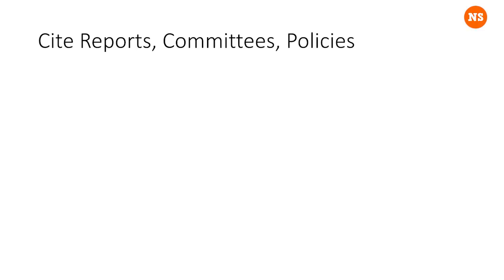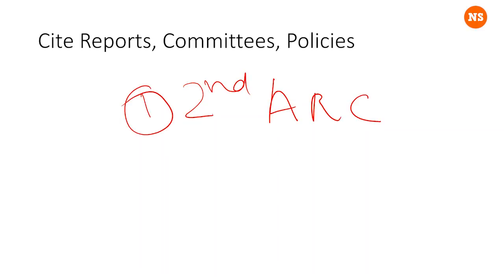Next, another very important thing is you need to cite reports, committees, policies and schemes wherever applicable. A lot of aspirants have this question in mind: what are those important reports? So first and foremost, Second ARC. This is one of the most important reports one should always read. If you do not have time to read the entire report, always go through the summary of the report. The summary of Second ARC is extremely important because not only will it help you in answering direct questions based on the report, but you will also get enough points to answer many other questions.